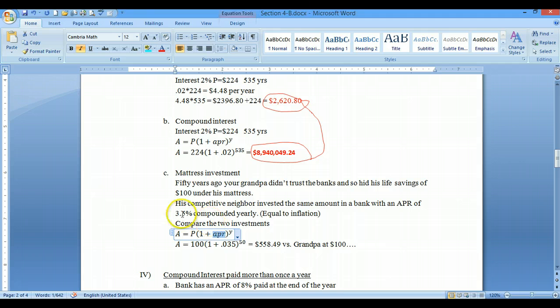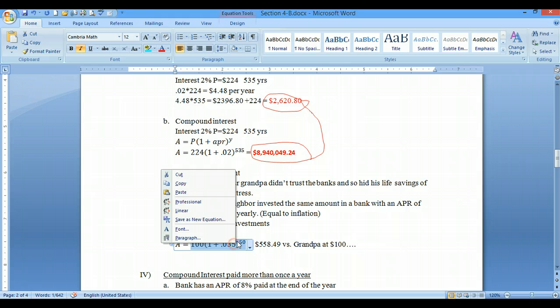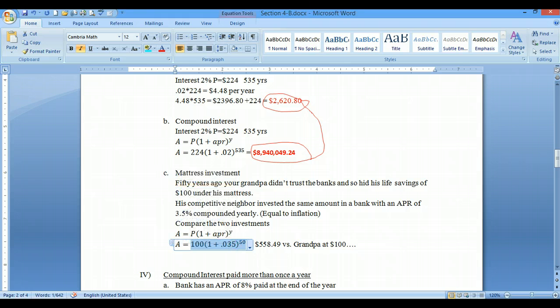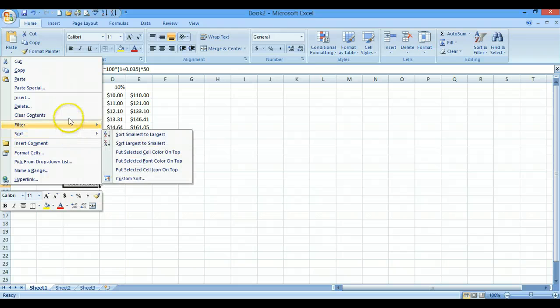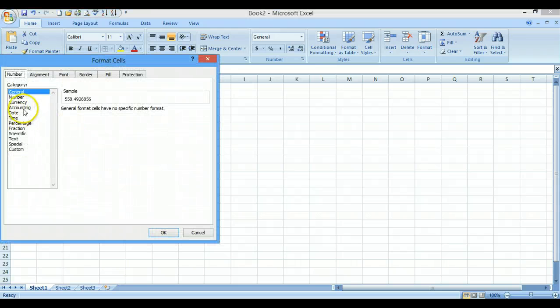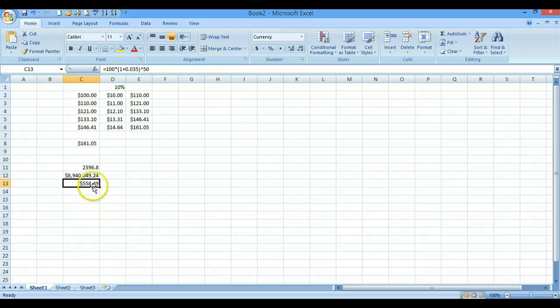The APR was 3.5, so move the decimal over 2 to get 0.035. And the years, I think it said 50 years ago, 50 years. So now that I've typed it in here, I can copy and paste this into Microsoft Excel and have it calculate for me, equals Control V. But remember, Excel will not acknowledge that without a times sign. There we go. And I can format the cell into currency, and there's my answer.